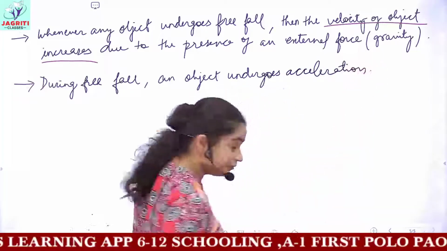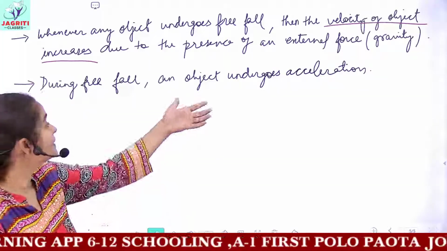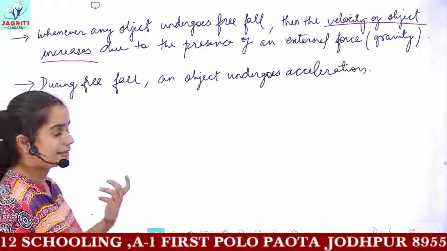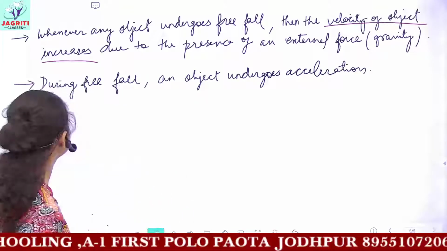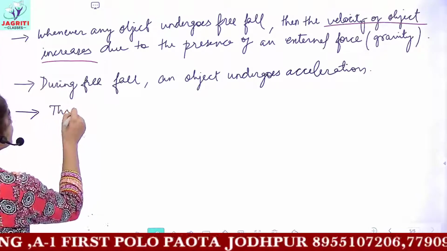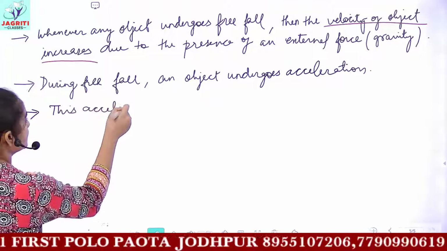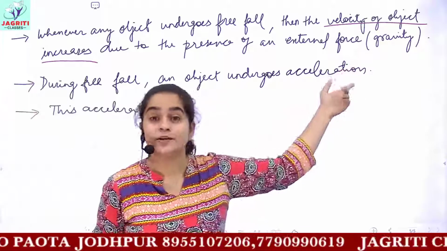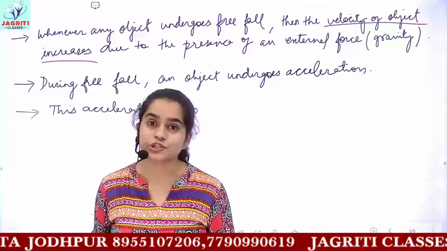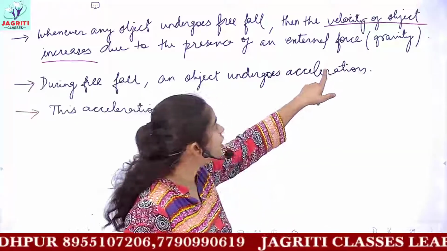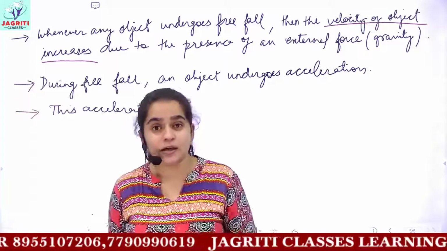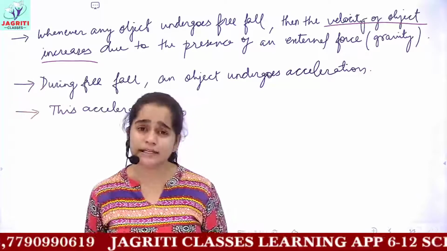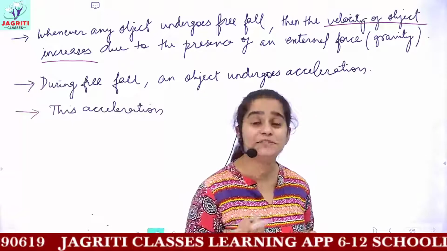During the condition of free fall, the object undergoes an acceleration. And now you know acceleration is what? Rate of change of velocity. So why is this acceleration being produced? Acceleration is produced because the velocity is changing. Then what factor is responsible for the change in velocity? Why is the velocity of the object changing?